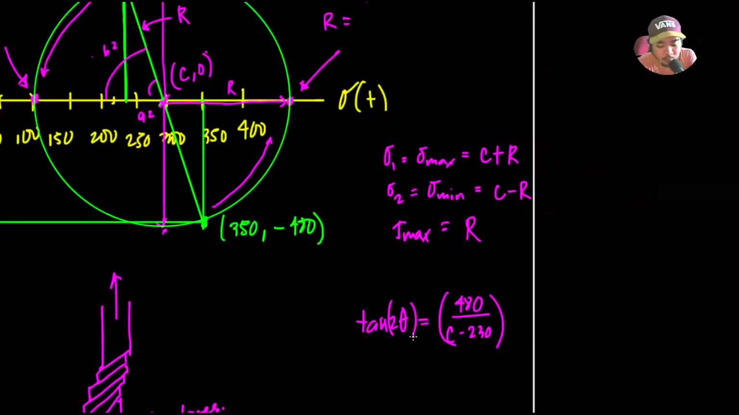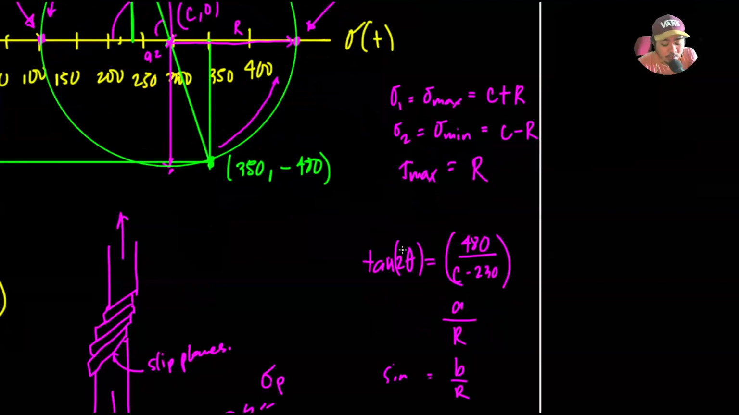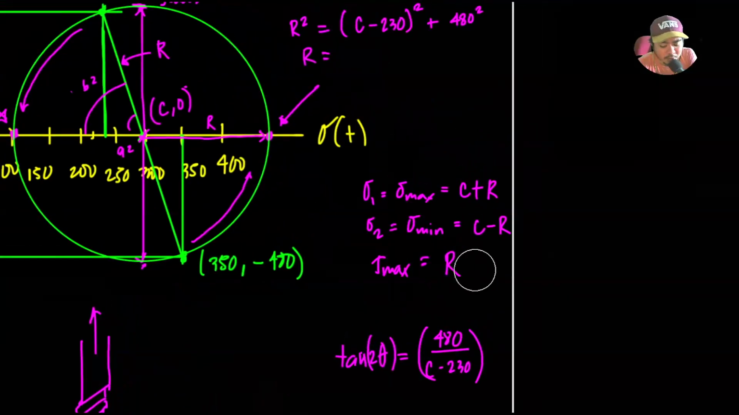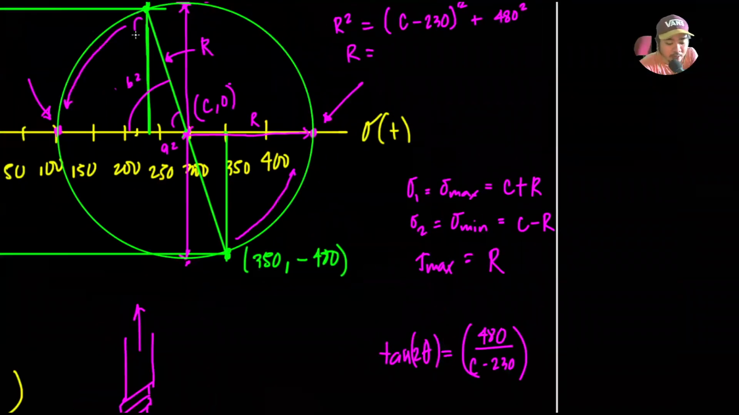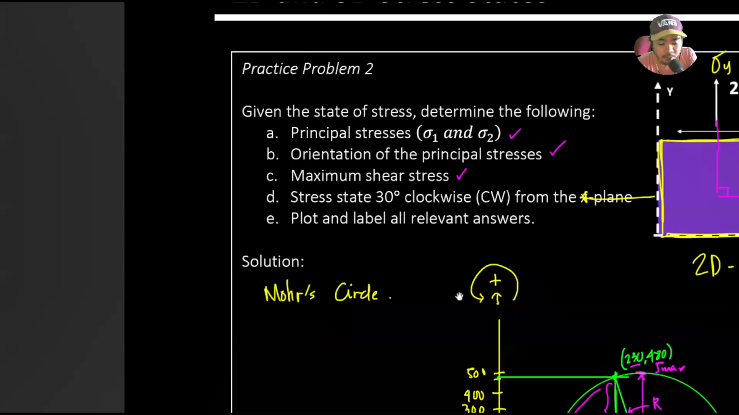You can also use cos theta. If you use cos theta, you will use A over R, where this is A and this is B. If you use sin theta, it is B over R. So I hope you still remember your geometry. You can solve it any way you want. For me, the easiest is tan theta, because it is just y over x, and you know this B and this A. So we can compute the orientation.